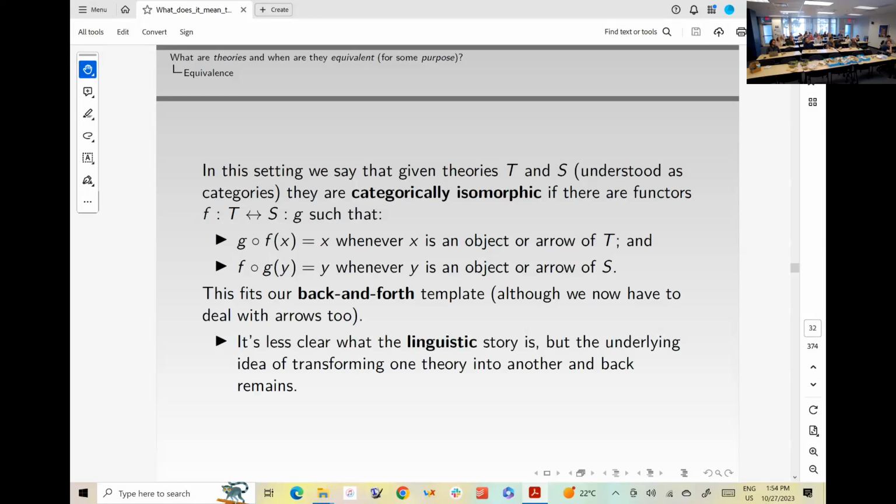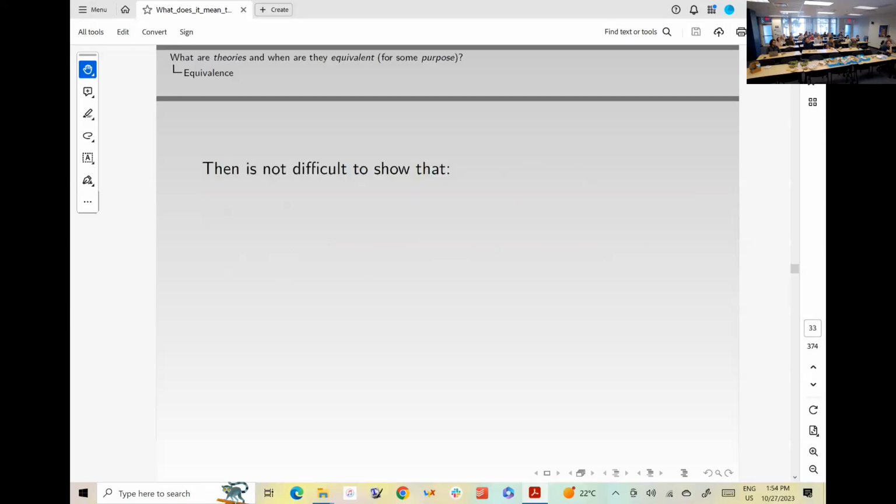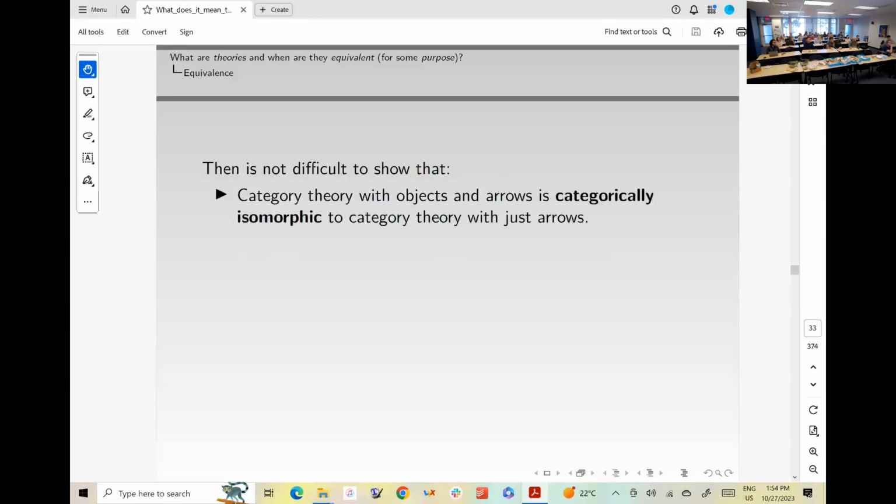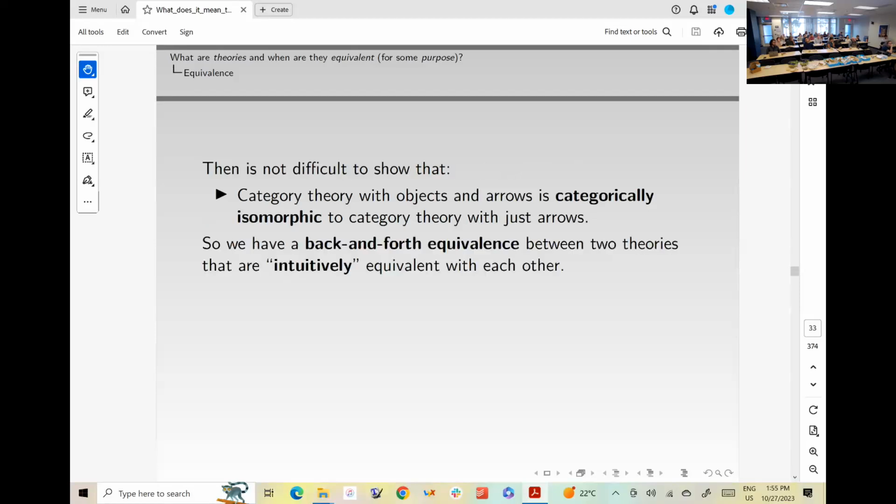It's less clear what the linguistic story is, but the underlying idea of transforming one theory into another and back remains. Okay. It's then not difficult to show that category theory with objects and arrows is categorically isomorphic to category theory with just arrows. So I'm using category theory to do category theory. That's just what interests me. So we have a back and forth equivalence between two theories that are intuitively equivalent with each other.